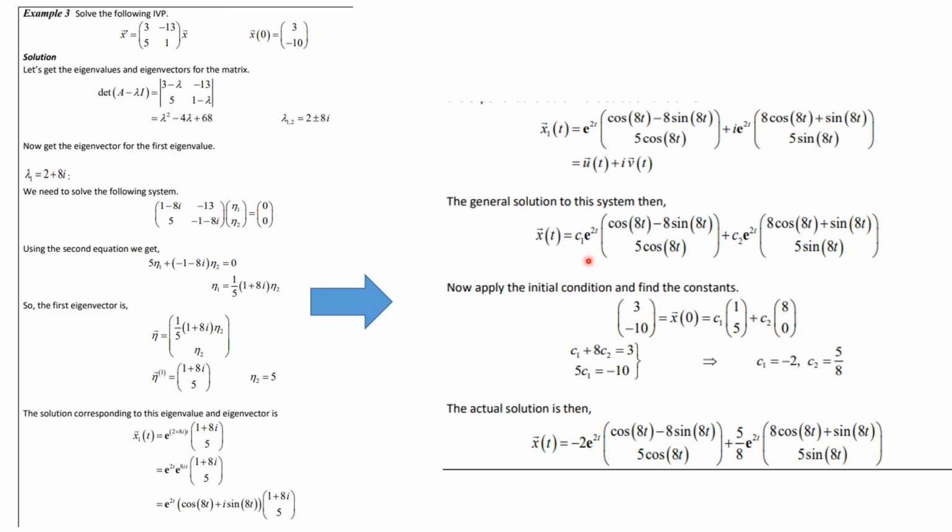So the general solution to this system is given by C1 e to the 2t times this vector plus C2 e to the 2t times this vector. But we're going to use our initial condition from up here to get two equations and two unknowns, which we can solve. And so the actual and final solution is x of t is this. And notice that there are the exponentials on the outside, and we have these trig functions inside those parentheses, and we have the coefficients. So that is the solution. To be continued in 37.2.